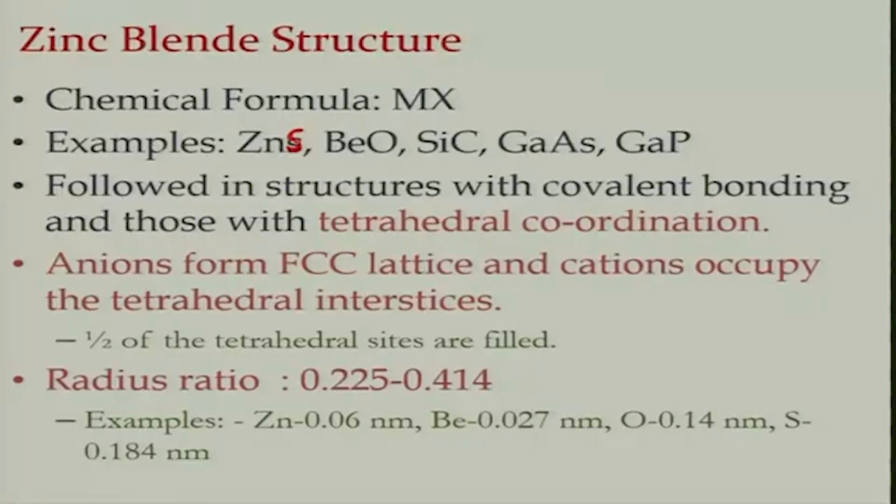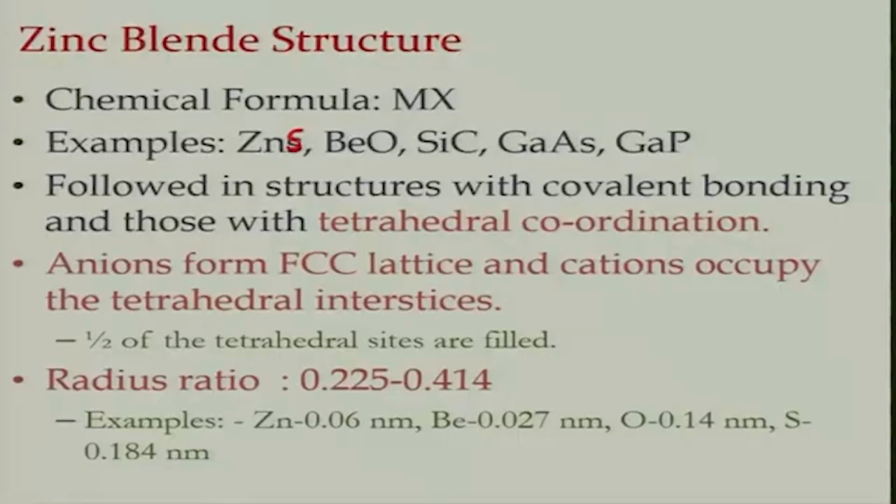So here anions form the FCC lattice. Whether it's sulfur or oxygen or anything else, they form the FCC lattice, and the cations occupy the tetrahedral interstices. As a result, we can determine that only 50% of the tetrahedral sites are filled, because in an FCC lattice for every atom you have 2 tetrahedral sites, and stoichiometry is 1:1. As a result, only half of the tetrahedral sites are filled. And given that the stoichiometry is 1:1, to satisfy bond strength the bonds of cations and anions must be equal. The anions are also tetrahedrally coordinated. So the coordination of both anions and cations is tetrahedral, or 4-fold coordination.